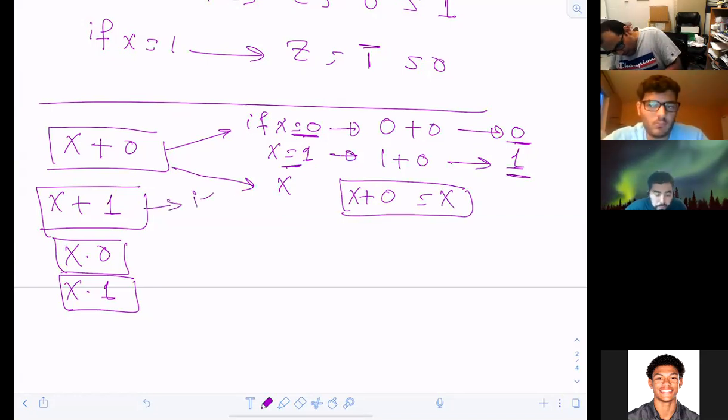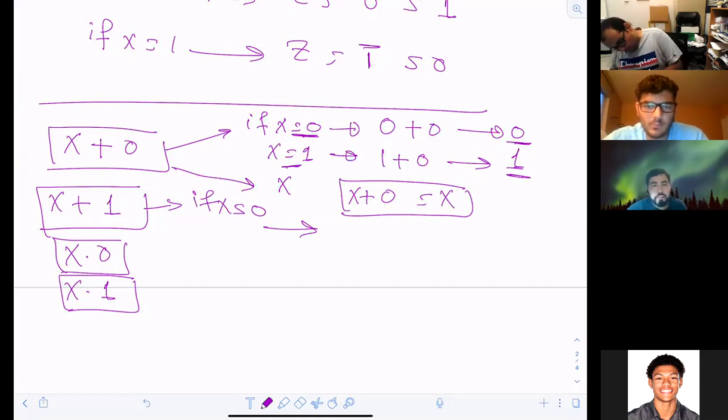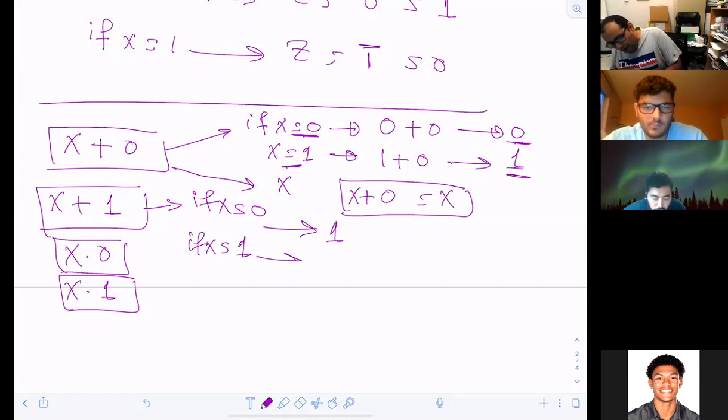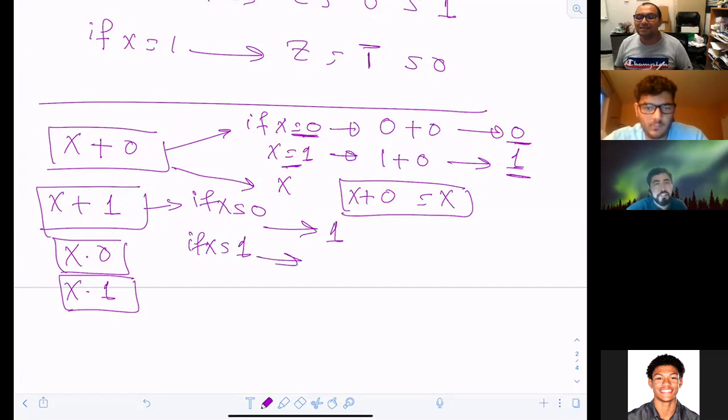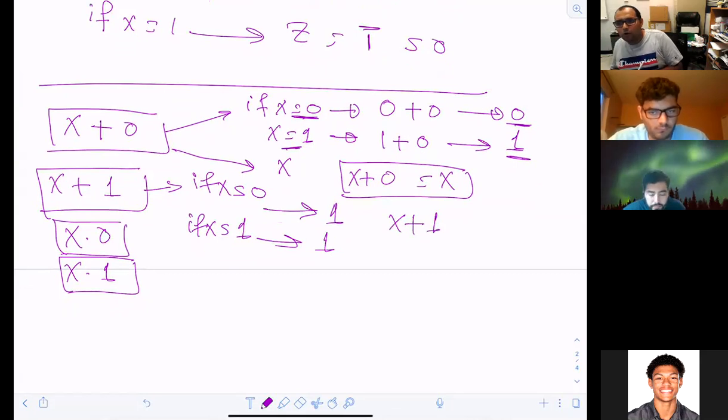Now let's play the same game with x OR 1. If x is equal to 0, the output will be 1. If x is equal to 1, the output will be 1. Why? Because this is not binary, where 1 plus 1 equals 0. That's Boolean addition, and in Boolean addition 1 plus 1 is 1, but in binary addition 1 plus 1 is 0 with a carry of 1. So no matter what the value of x is, the output will be 1. I can say x ORed with 1 gives output 1. Make sense? Clear?